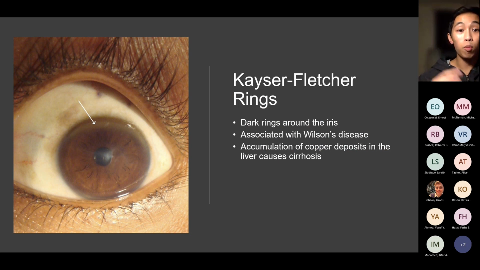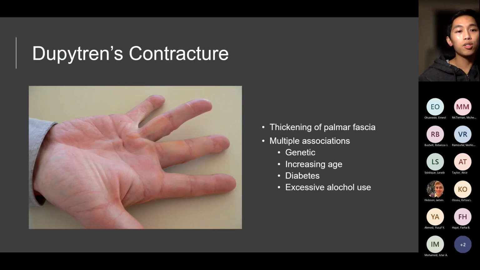Kayser-Fleischer rings are seen in Wilson's disease, which is another GI pathology, and is an accumulation of copper deposits in the liver. And typically you will see these dark brown rings around the iris here. Next is Dupuytren's contracture. This is a thickening of the palmar fascia, and sometimes it can be due to things other than GI causes. So things like a genetic cause, increasing age, diabetes, or excessive alcohol use.